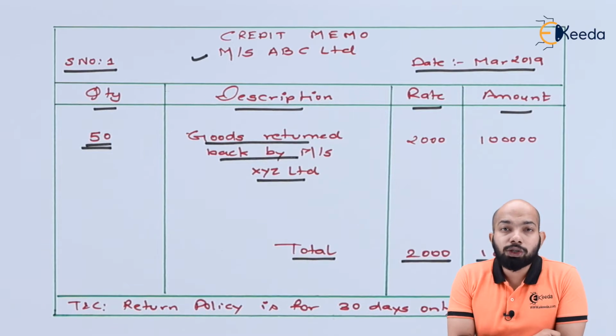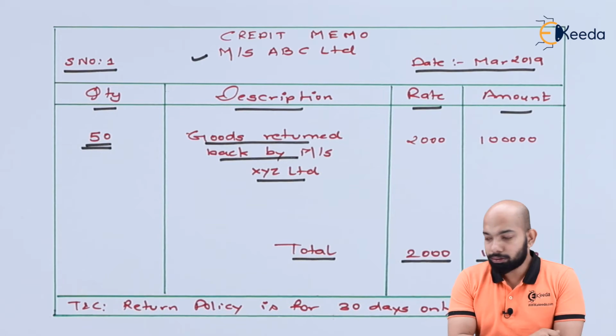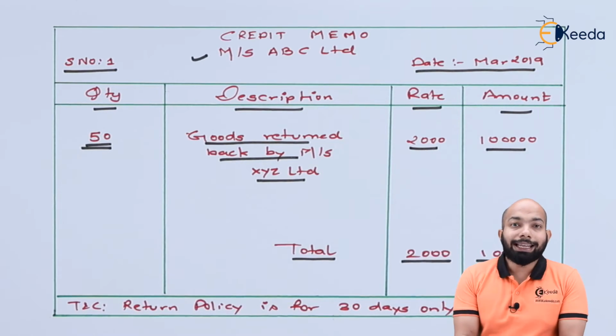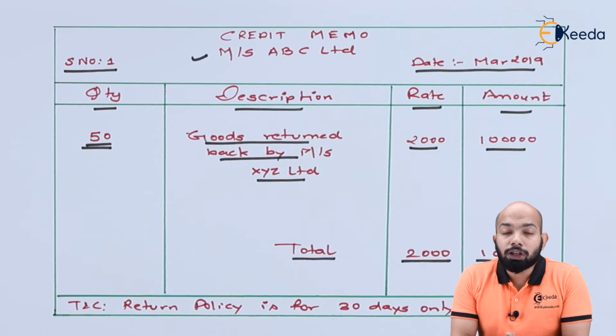Now the rate per unit is 2000, that was already mentioned in the question, hence the rate column will have the amount as 2000 and the total amount will be 1 lakh, that is being refunded or given as a credit memo. Again, the total will be highlighted and the terms and conditions will also mention the company policies and the return policy, which was mentioned in the question, whereby it is mentioned that the returns are accepted only if it is within 30 days after the purchase of goods or the transaction date. So you have to mention all these details, and this is how you prepare a credit memo for your reference.